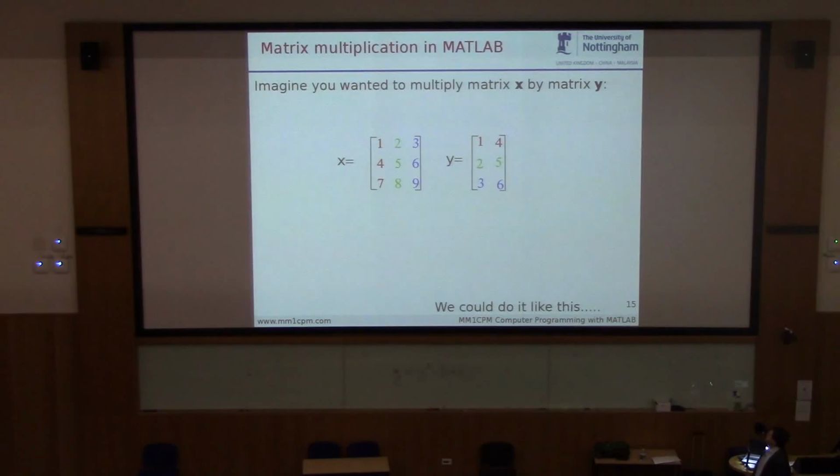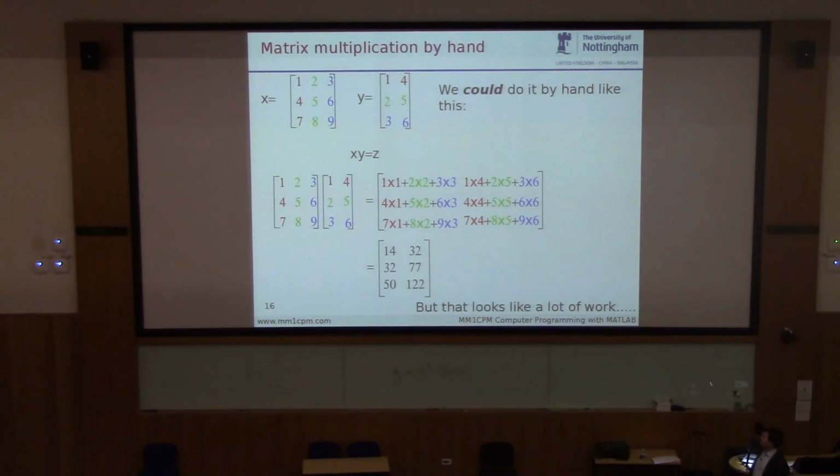Imagine you wanted to multiply matrix X by matrix Y. You could do it like this if you hadn't been to this lecture. This looks horribly complicated: you'd write matrix X there, you write matrix Y there, you then write matrix X against matrix Y, and then you do this sort of multiplication where you go 1 times 1, it's so long since I've done this, 2 times 2, 3 times 3, etc., and you get this sort of matrix out of it.